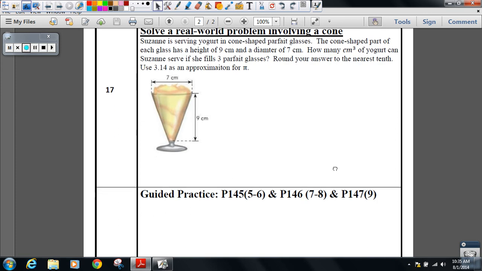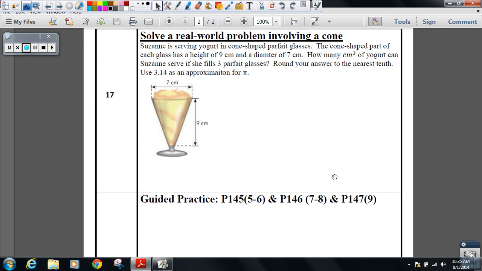The next one is talking about yogurts in a parfait glass. So it says the cone-shaped part of each glass has a height of 9 centimeters and a diameter of 7 centimeters. How many cubic centimeters? So since it's asking how many cubic centimeters, it's cubic, so that means volume, can be served if she fills 3 parfait glasses. Well, I know I'm going to have to figure out 1 parfait glass and then just take that times 3. And it says round your answer to the nearest tenth. Use 3.14 as an approximation for pi.